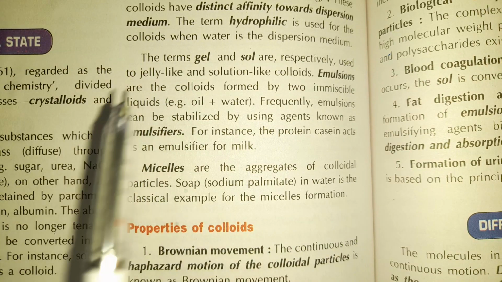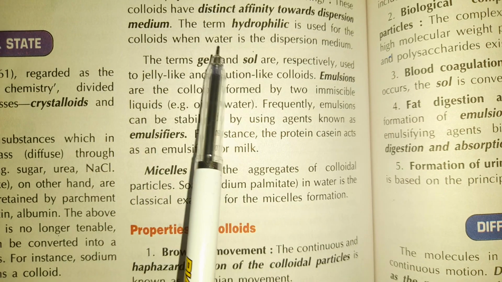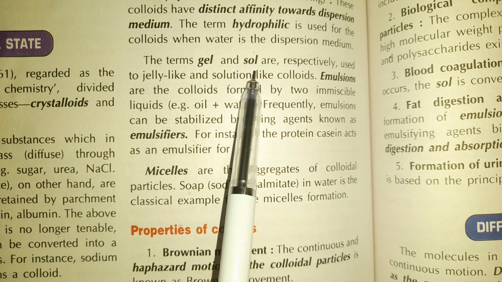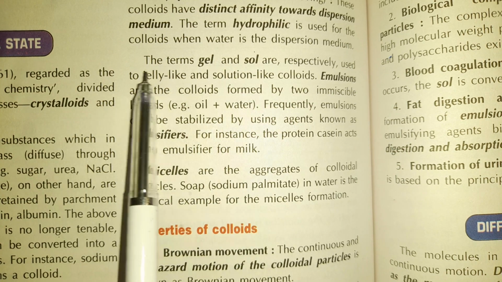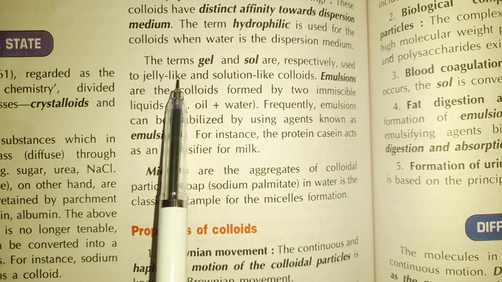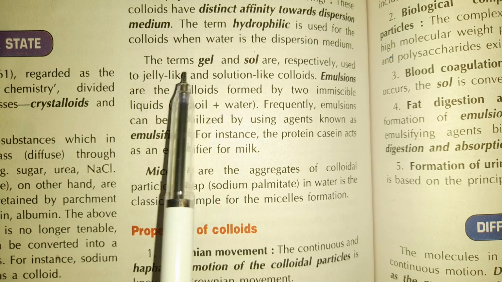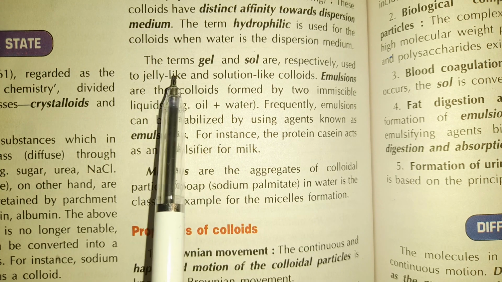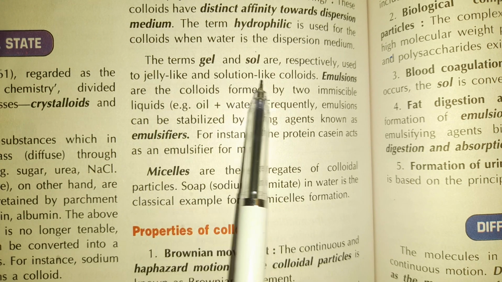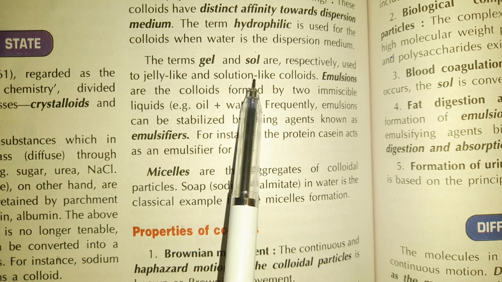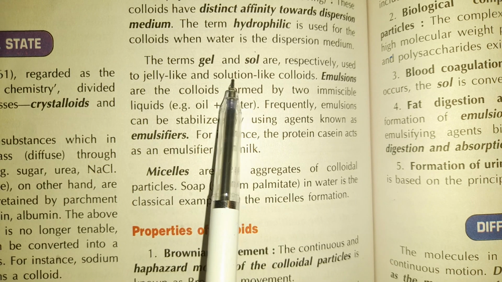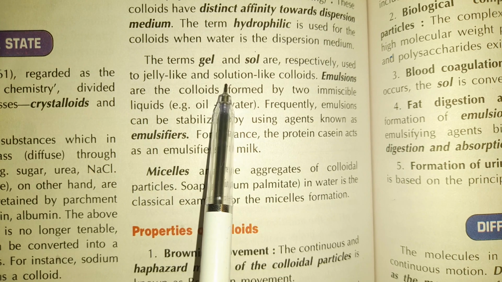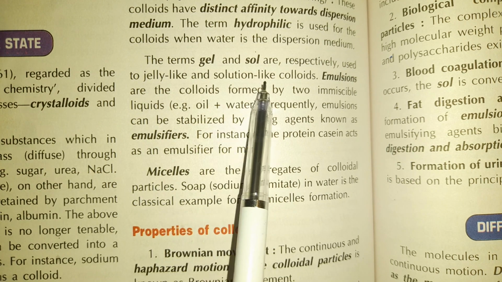So we have two new terms. One is gel and the other is sol. Gel is jelly like, whereas sol is solution like. So there are two types of colloids: one is jelly like colloid, the other is solution like colloid. The jelly ones are very difficult to move. They have attraction between the layers, whereas the solution like ones do not have attraction between the layers, and that is why there is no hindrance, and they can easily flow and they can easily move.